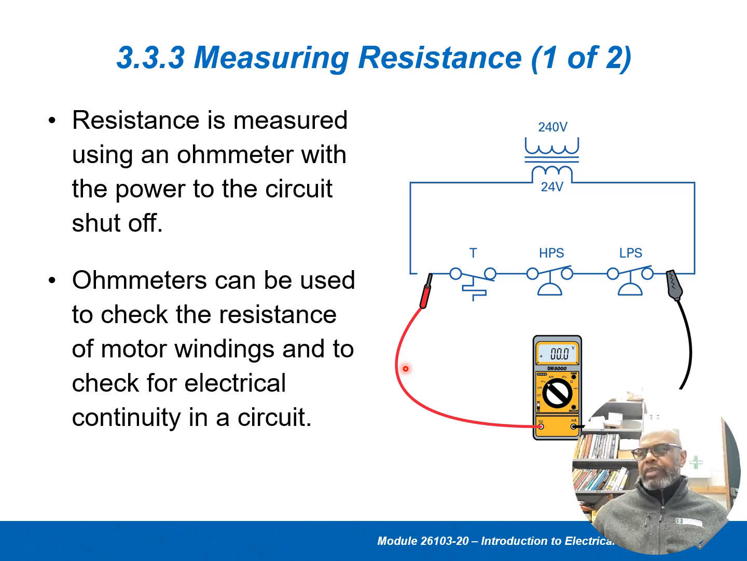So ohm meters can be used to check the resistance of motor windings and to check the electrical continuity in a circuit. Continuity means that it is a complete path for current to flow through. If there's anything breaking it, like a burnt out winding in a motor, it should read a different reading. It should read infinity, saying that the resistance is so high that the meter cannot read it, when it's an open circuit.